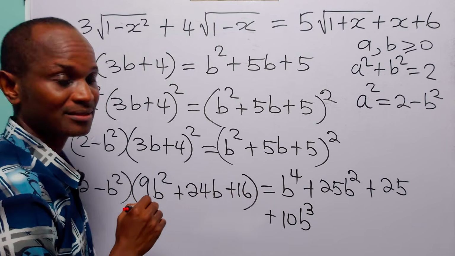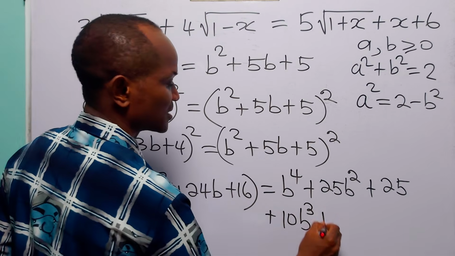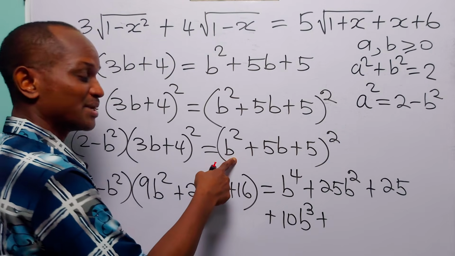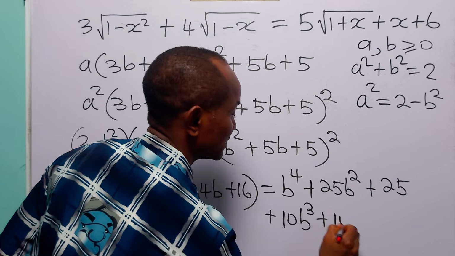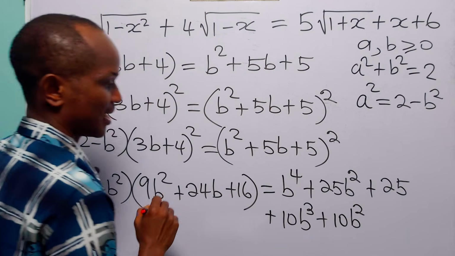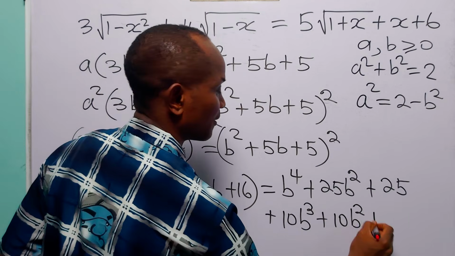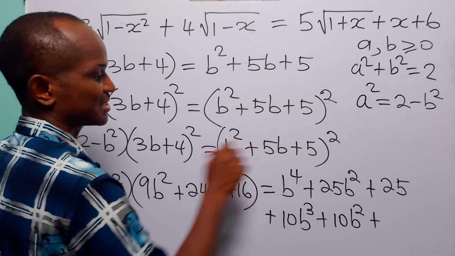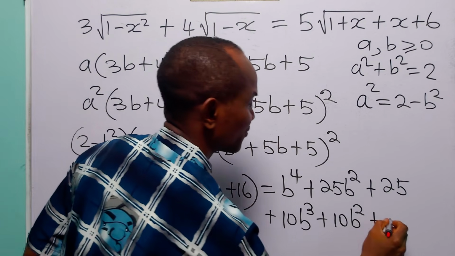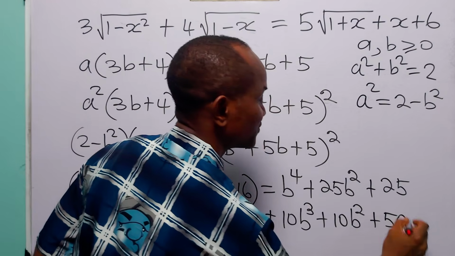That is going to give us 10b to the power 3. Then plus 2 times b squared times 5. That is going to give us 10b squared. Finally, plus 2 times 5b times 5. That is going to give us 50b.